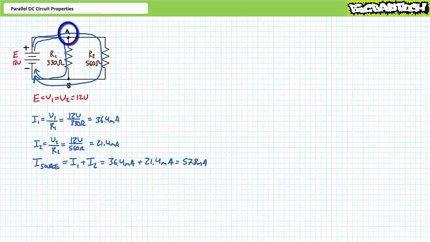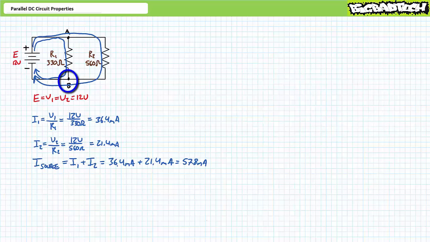You will note that at node A, 57.8 milliamperes of current enters and then splits into two unequal paths of 36.4 milliamperes and 21.4 milliamperes, where the proportion of current entering a particular branch is reflective of the resistance of that particular branch. At node A, we can say I source equals I1 plus I2. 57.8 does indeed equal 36.4 plus 21.4.